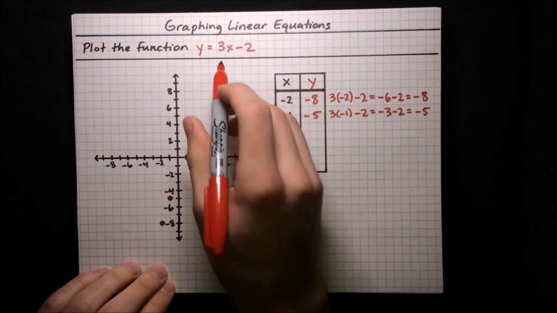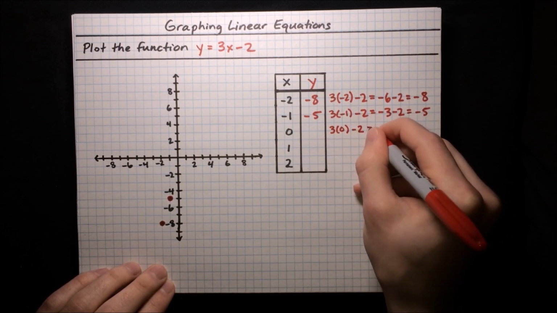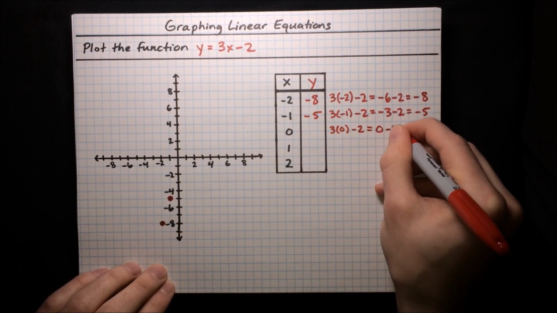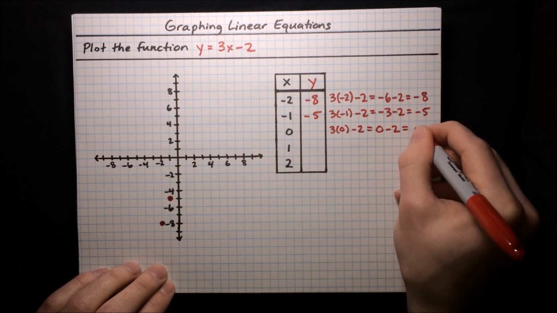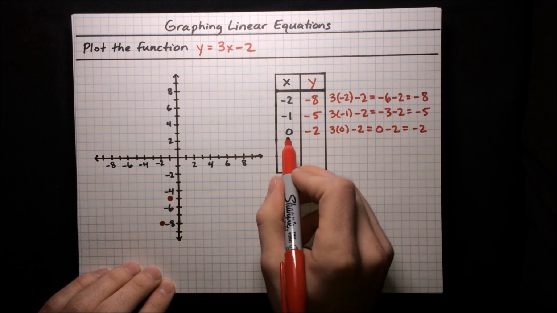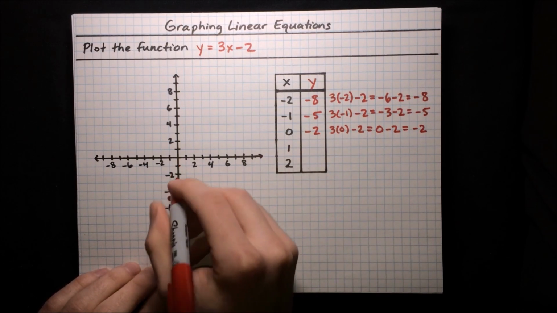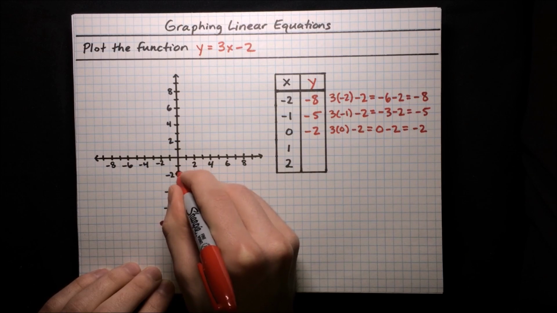So 0 goes in for x, 3 times 0 minus 2. Well, 3 times 0 is just 0, so minus 2, and that makes just negative 2. So negative 2 goes in our table. Then we've got a point 0, negative 2. So x is 0, y is negative 2. Put that on our graph.